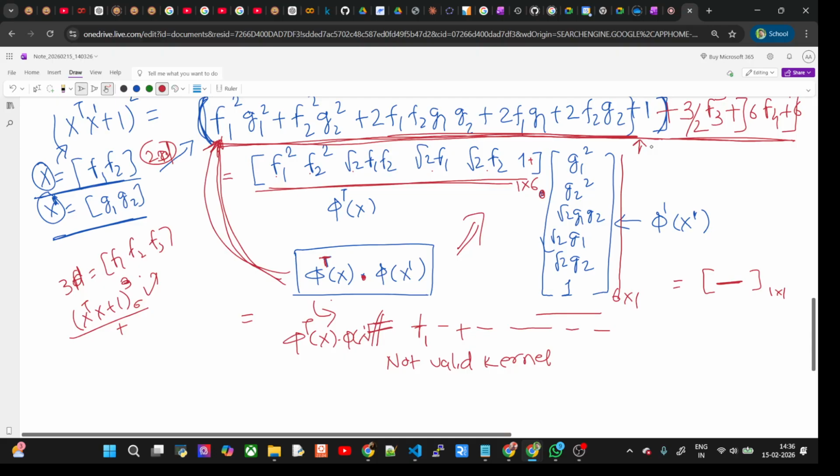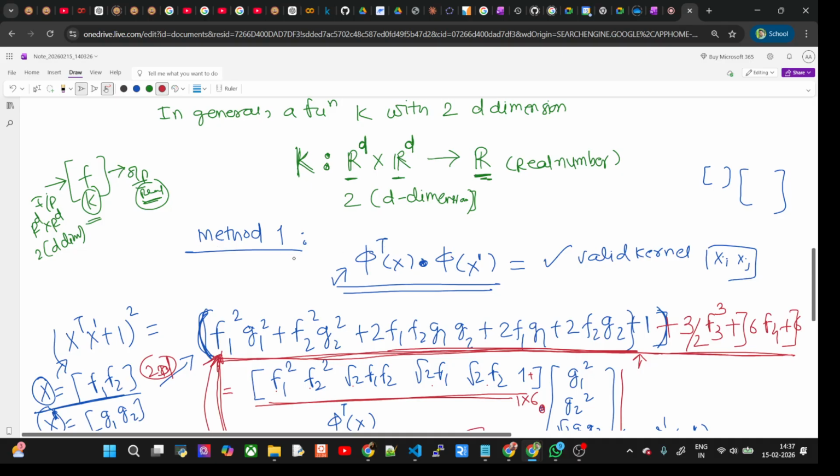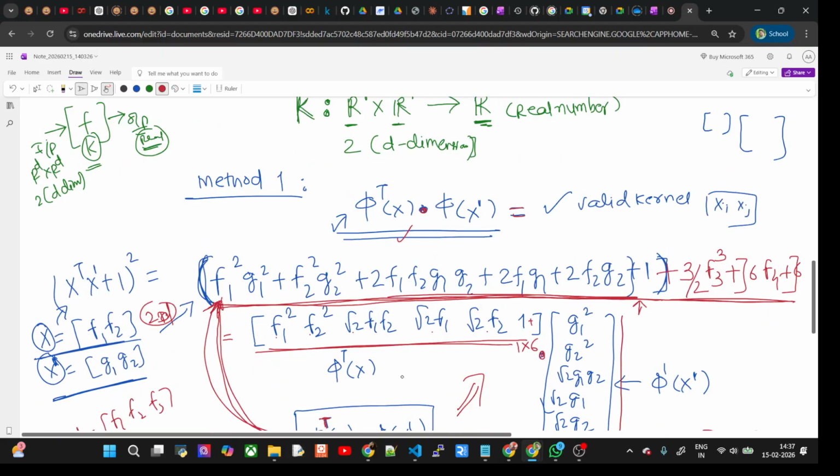So this kernel is not the correct kernel that you will use to map your lower dimension data to the higher dimension. The valid kernel is something where you get phi transpose x. With this method, if you get phi transpose x into phi transpose x prime, if this dot product is available exactly, then only this is a valid kernel.